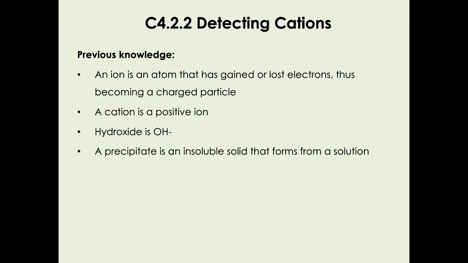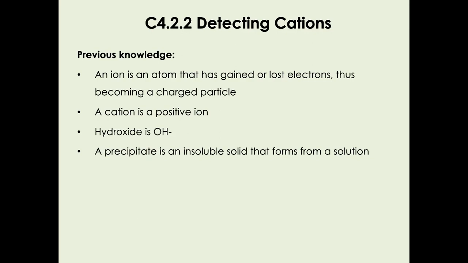And we have special names for ions, depending on whether they're positive or negative. An anion is a negative ion. We're not interested in those today. That'll be next lesson. A cation is a positive ion. And an example of a negative ion is hydroxide, which is OH minus. So we need to know that hydroxide is OH minus for this lesson.